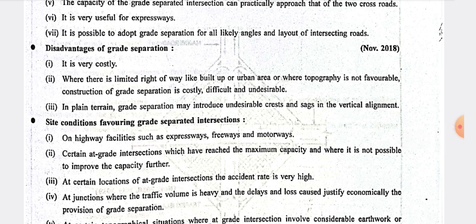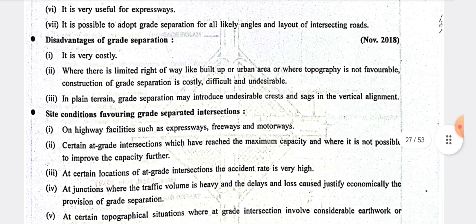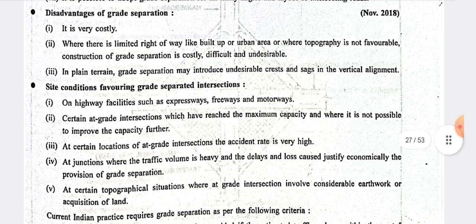Construction of a grade separation is very costly, because a flyover type, underpass or overpass bridge is constructed, so the overall cost of construction is very high. Where there is limited right of way, like in built up urban areas, or where topography is not favorable, construction of grade separation is costly, difficult and undesirable. Third, in plain terrain, grade separation may introduce undesirable crests and sags in the vertical alignment.